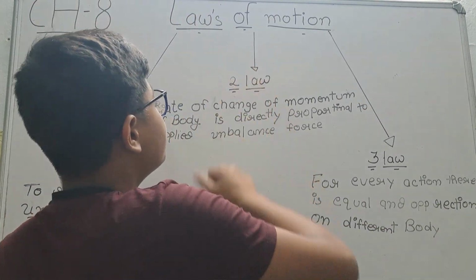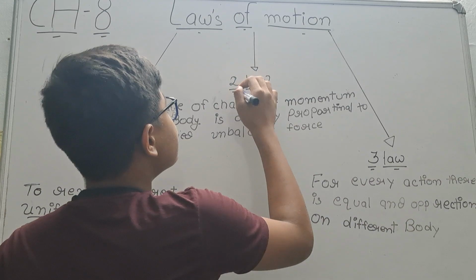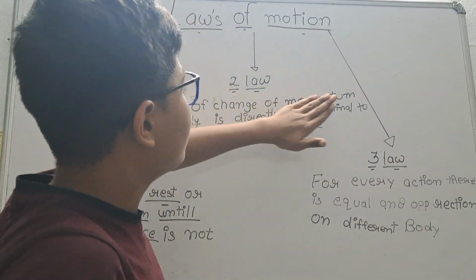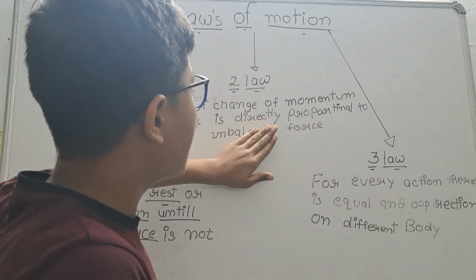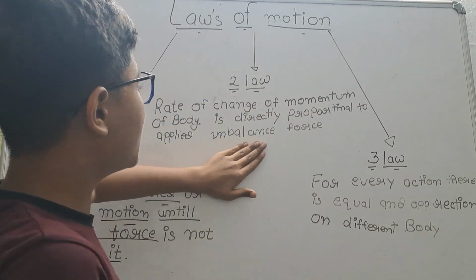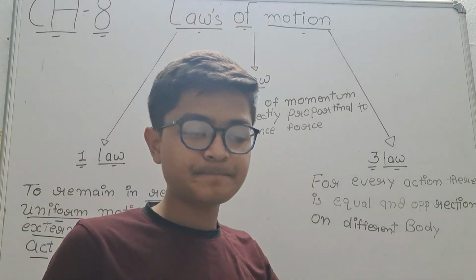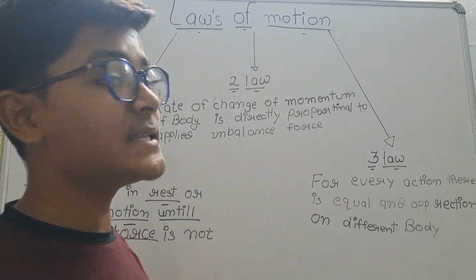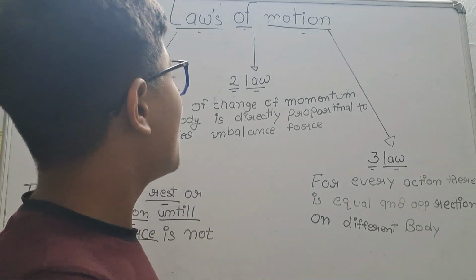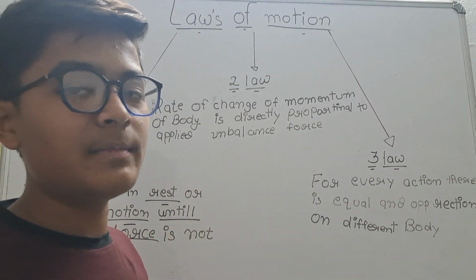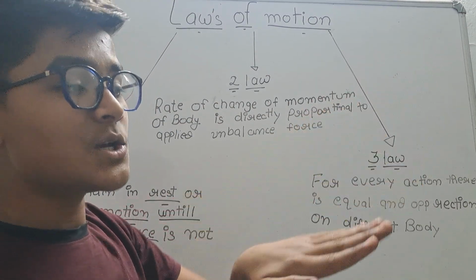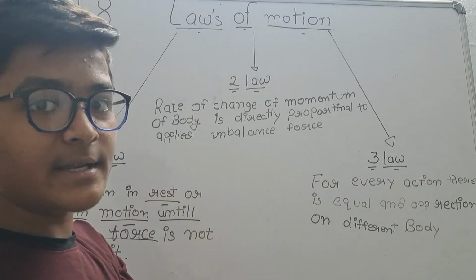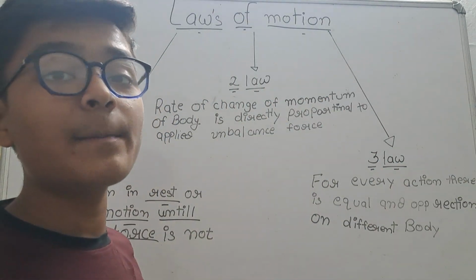Okay, so second law. Remember this: the rate of change of momentum of a body is directly proportional to the applied unbalanced force. That means if the momentum of the body is increasing, the force will increase. If the momentum of the body decreases, the force will decrease. It is directly proportional to the applied unbalanced force.